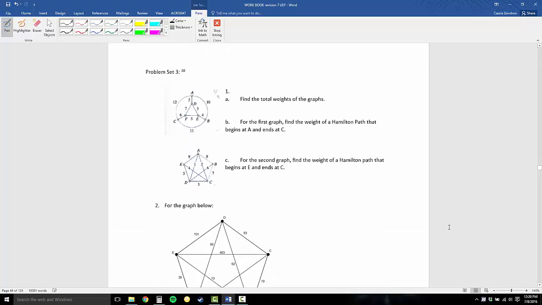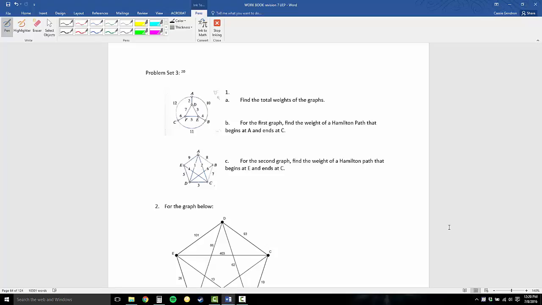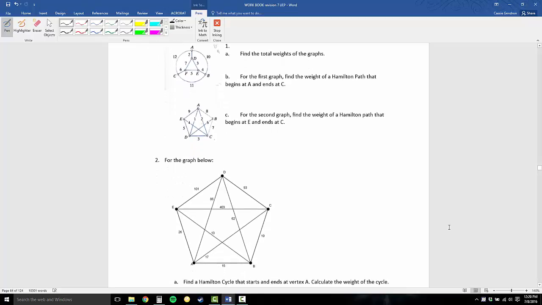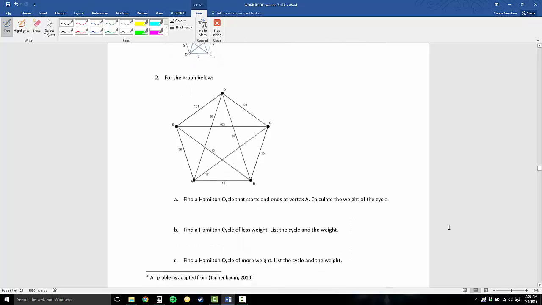What I want you to do is work on problem set 3. You're going to find the total weights of the graphs, so both of the graphs. You're going to find the weight of a Hamilton path that begins at A and ends at C. Remember, you have to hit D, E, F, and B in there. For the second graph, find a Hamilton path that begins at E and ends at C.